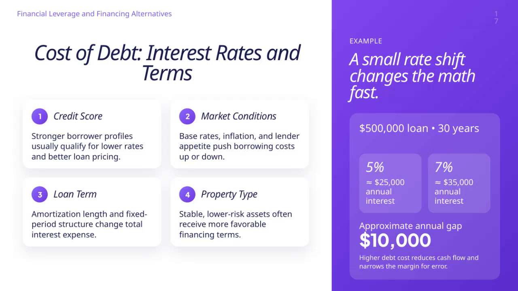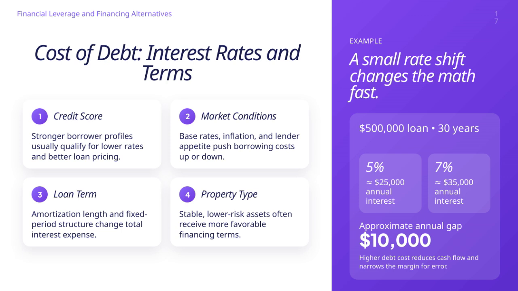When we talk about the cost of debt, several key factors influence the interest rates and terms you'll encounter. First, consider the credit score. Borrowers with stronger profiles typically qualify for lower rates and better loan pricing, reflecting their lower risk to lenders. Next, market conditions play a significant role. Base rates, inflation, and how eager lenders are to lend all affect borrowing costs, pushing them up or down depending on the economic environment. The loan term is another crucial factor.